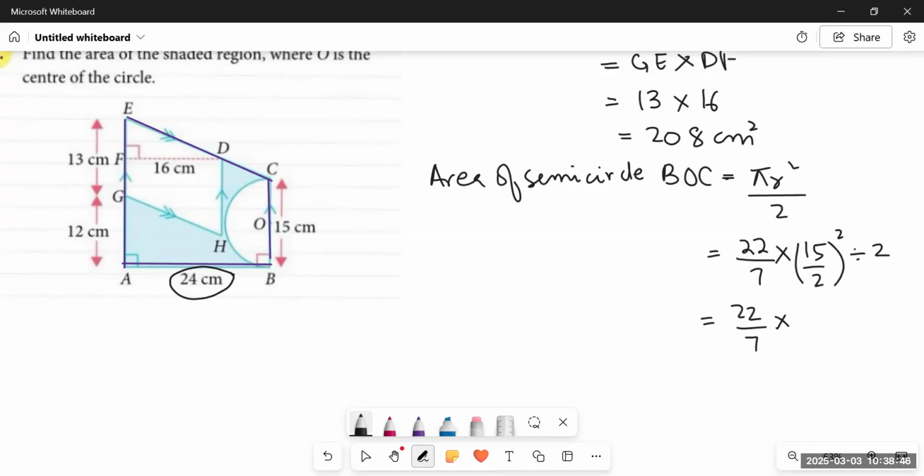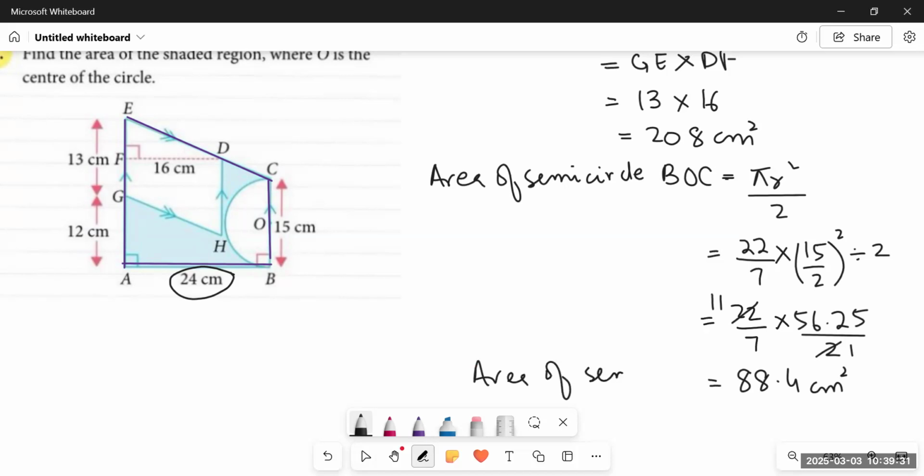So we'll find its square, which would be 56.25. Divided by 2 means we will divide it by 2. That's it. Okay. Now, what can we do next? 2 ones are 2, 2 11s are 22. So what we will do, we will multiply 56.25 with 11 and then divide it by 7. So the final answer would be 88.4. After rounding it up, it becomes 88.4 centimeters square.